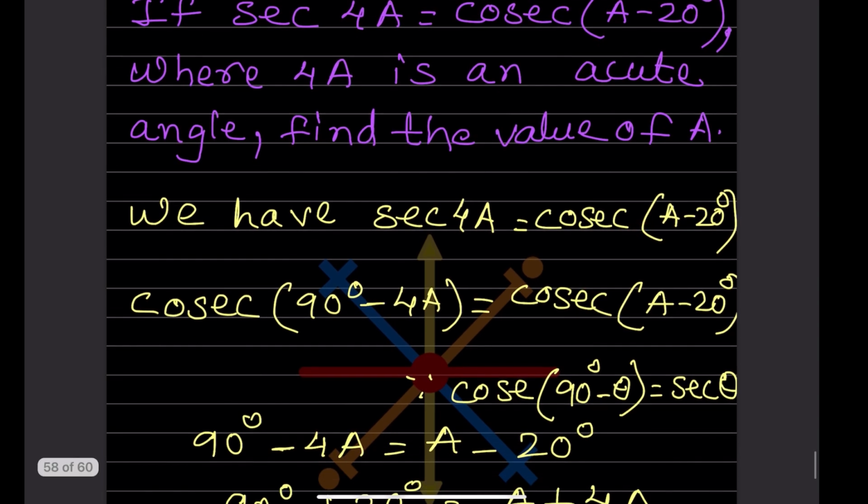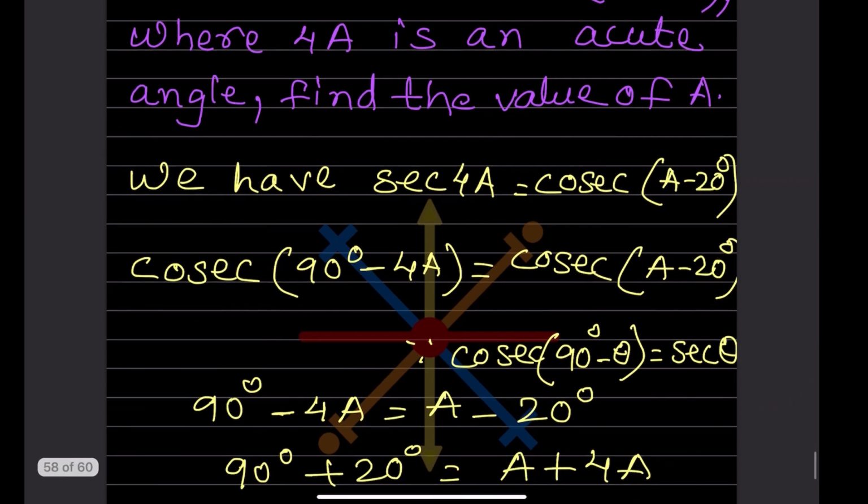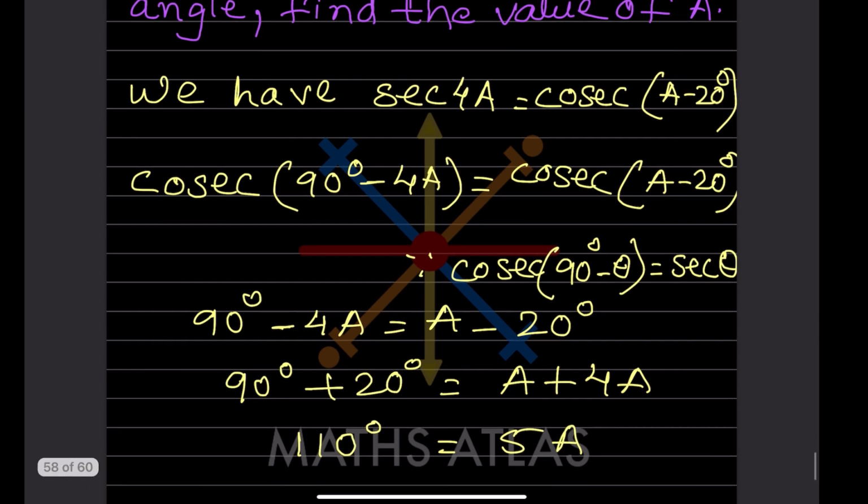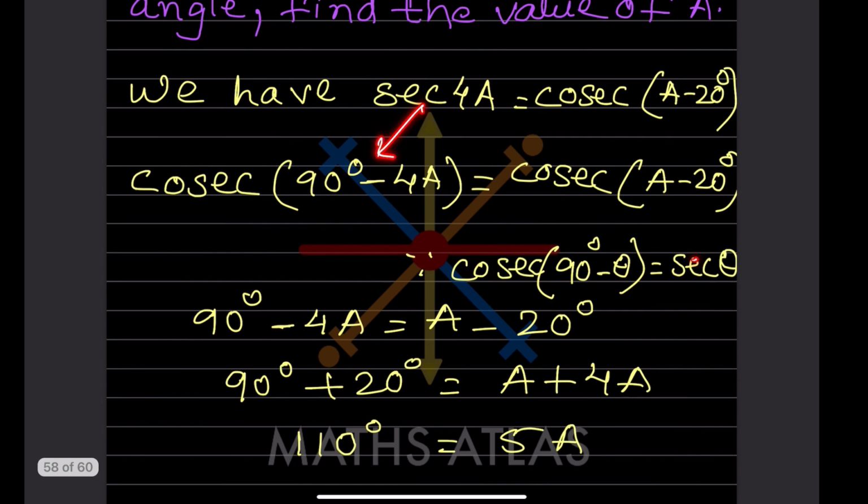So now we can also write this as cosec (90 minus theta), where this is theta, right? And this is what we already have over here, that is A minus 20. So cosec (90 minus theta) will be sec theta. This is already written over here. Okay. So now when we compare this and this, what will we do here?